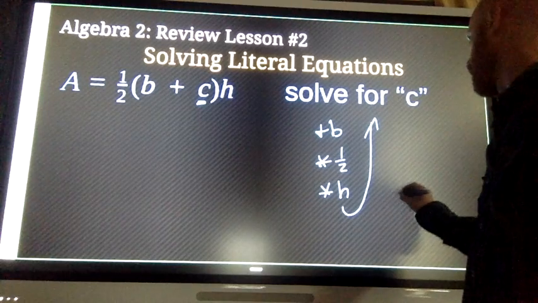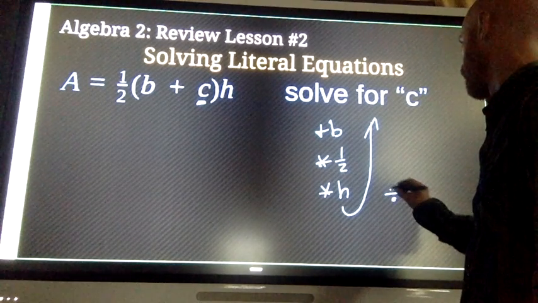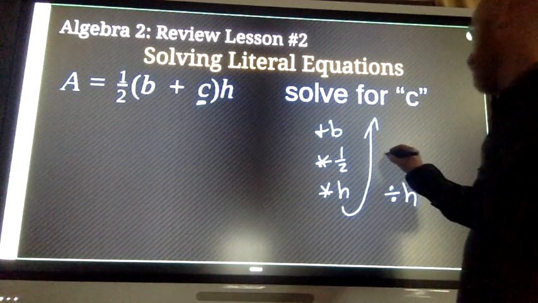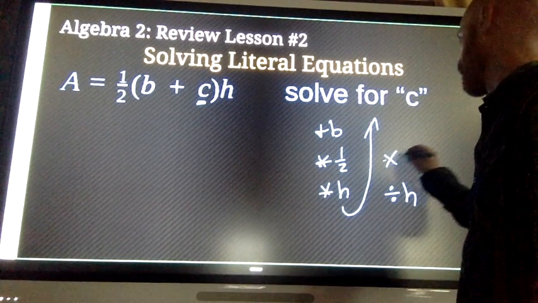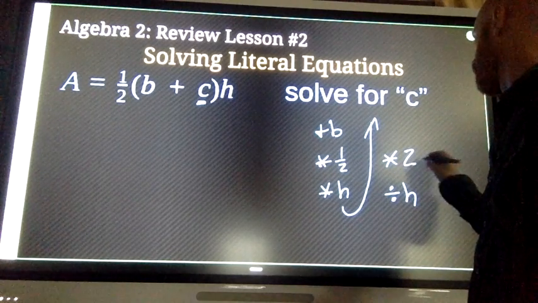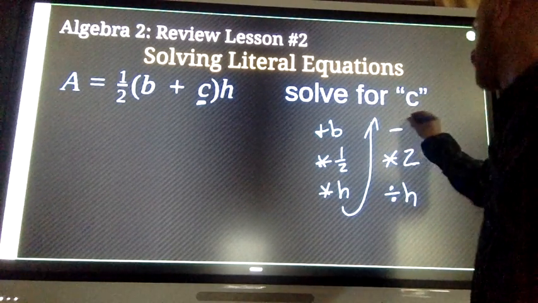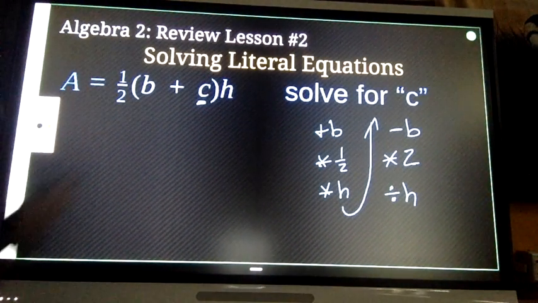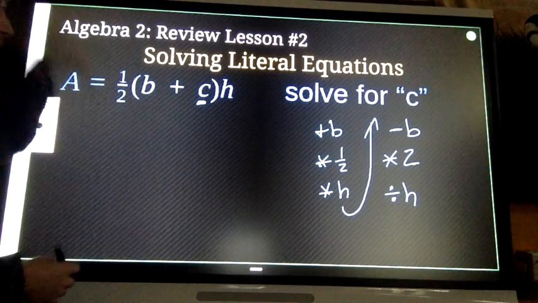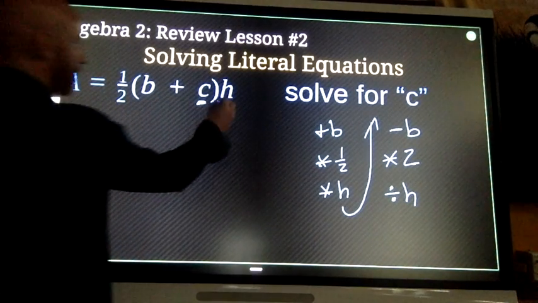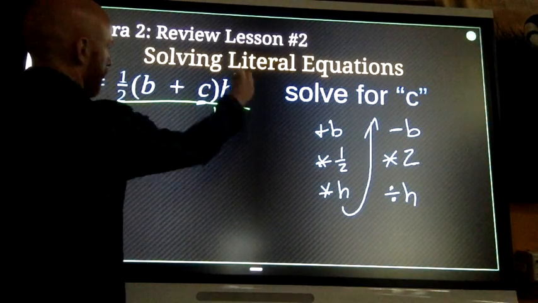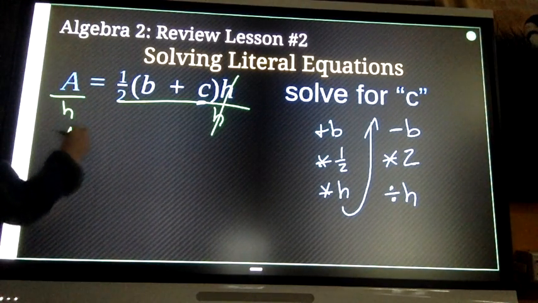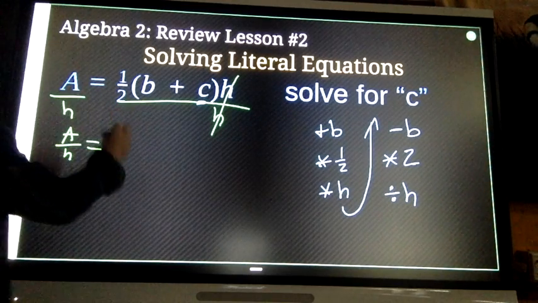So divide by H. Divide by 1/2, which is the same as multiply by 2. And then subtract B. All right? If I do that, this is what happens. Divide by H on both sides. I can't simplify this, so it's just A over H equals all this.